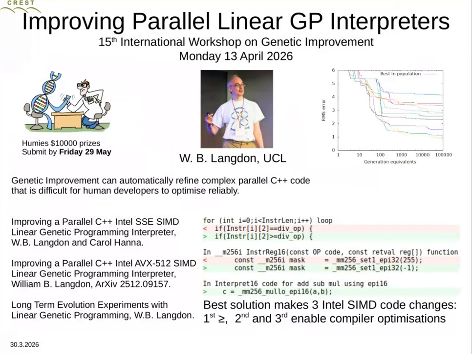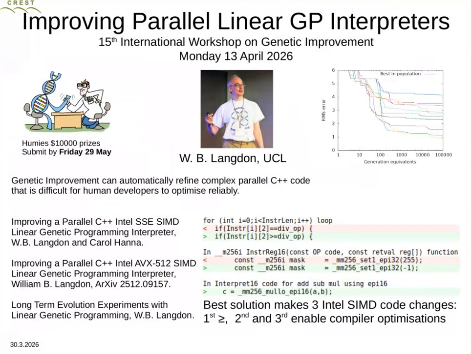I'd like to talk about my paper with Carol on improving a parallel C++ Intel SSE SIMD linear genetic programming interpreter. This is actually one paper at this workshop. It's a follow-up paper looking at the AVX 512, a more powerful version of the Intel vector instruction set. And both of these papers feed into a book chapter on long-term evolutionary experiments with linear genetic programming.